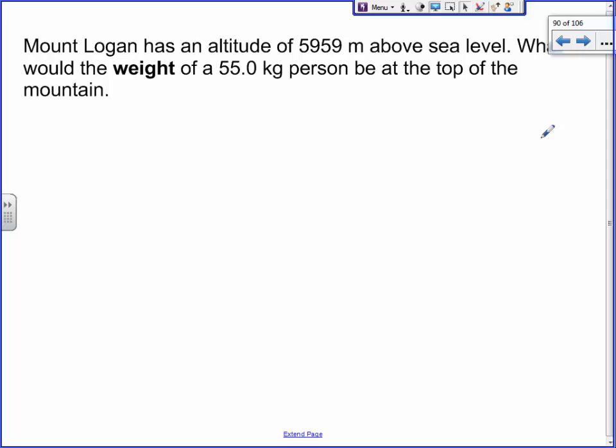My point is that we want to calculate how much gravity there is at the top of Mount Logan because it should be less. So we're going to see what the weight of a 55 kilogram person should be at the top of the mountain. And I bolded this because some people might say, isn't his weight 55 kilograms? That's his mass. We use those words wrong in everyday life.